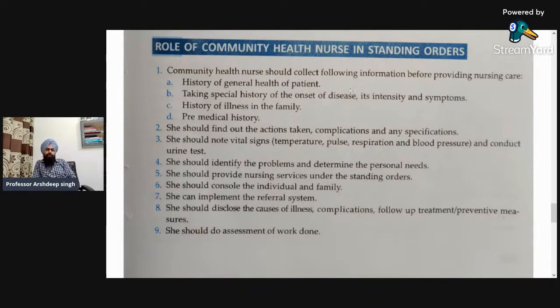Okay, so that was all about today's topic of the minor ailments. I have completed the minor ailments in 4 parts: 1, 2, 3, and 4.